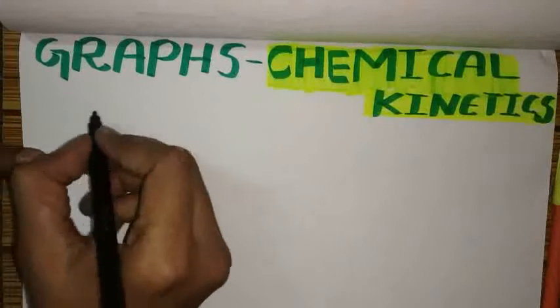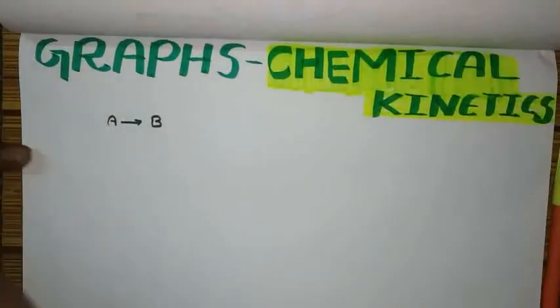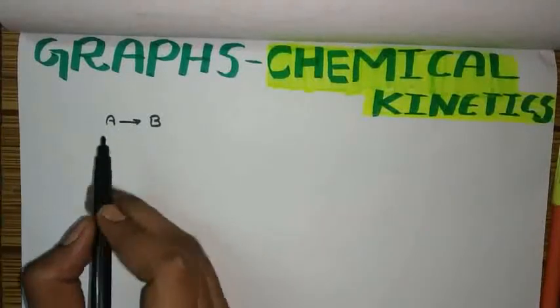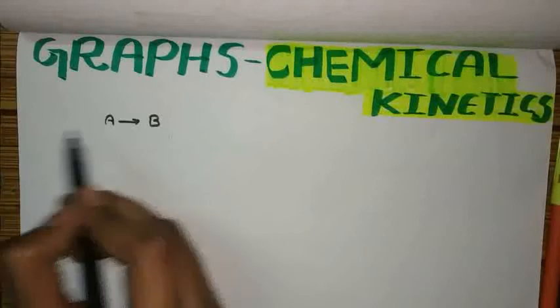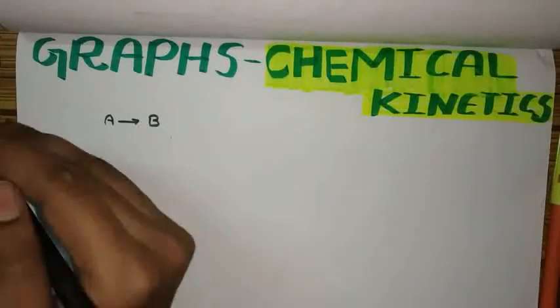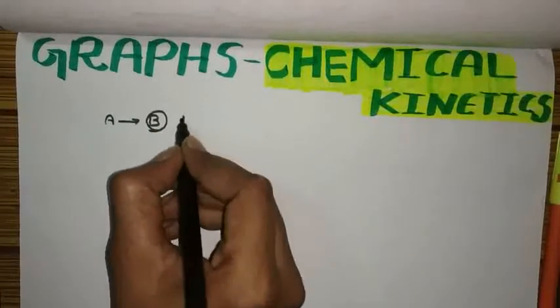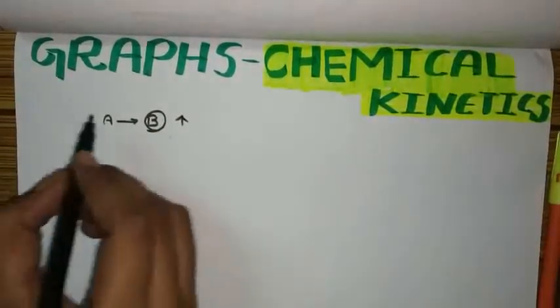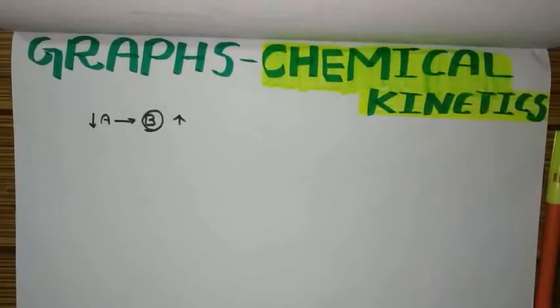See, suppose this is a reaction. A gives rise to product B. It means that A is converting to B. B is the product, A is the reactant. With respect to time, product concentration will increase, and reactant concentration will decrease.